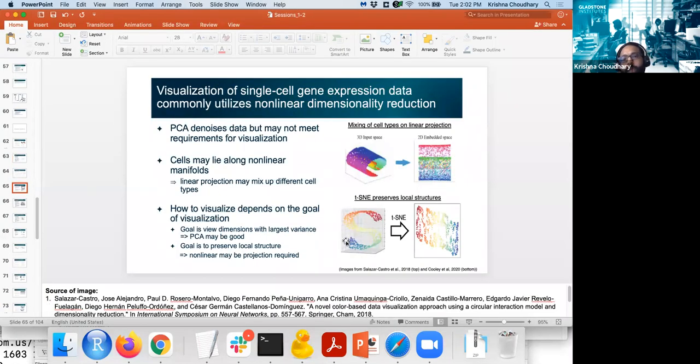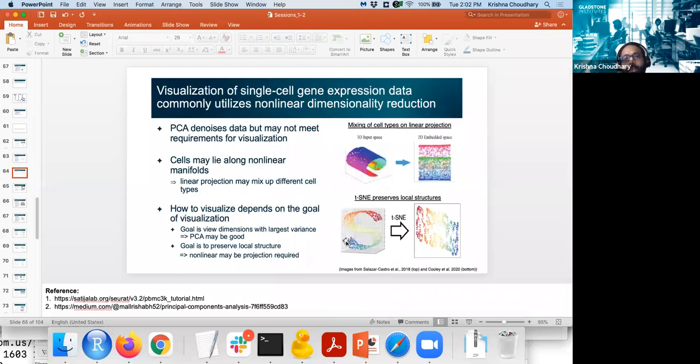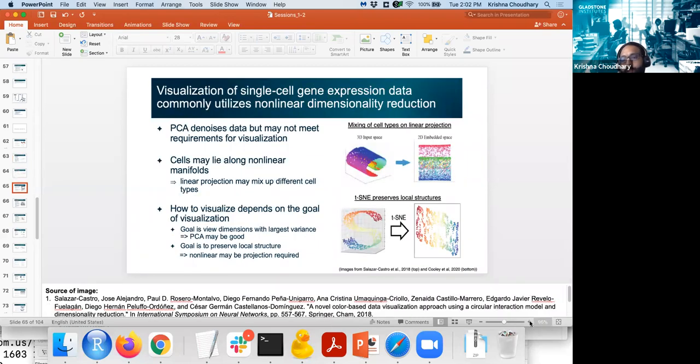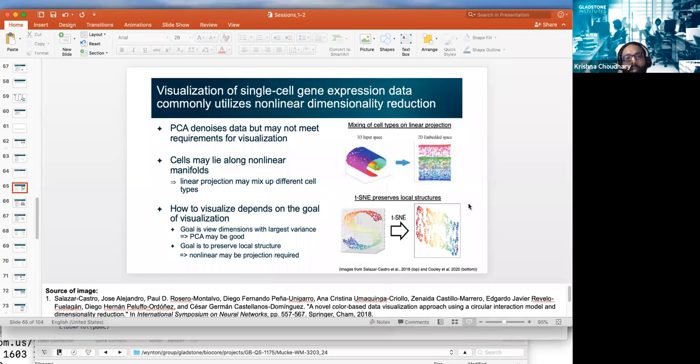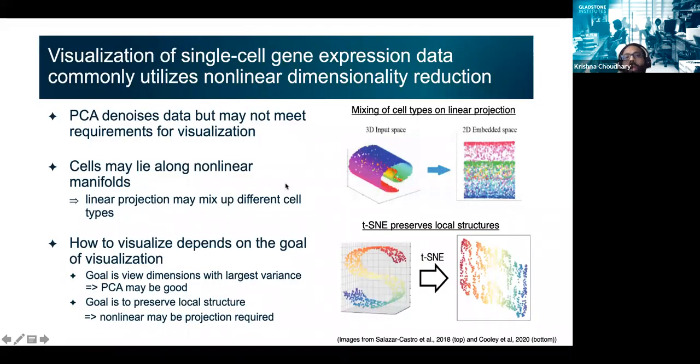So, what we have looked at now is what I mentioned earlier as linear dimensionality reduction. It serves the purpose of denoising the data, and also reducing the dimensions further, which will improve our computational efficiency. But it may not meet the requirements for visualization. And I should emphasize, may not. It depends on what the goals for visualization are.